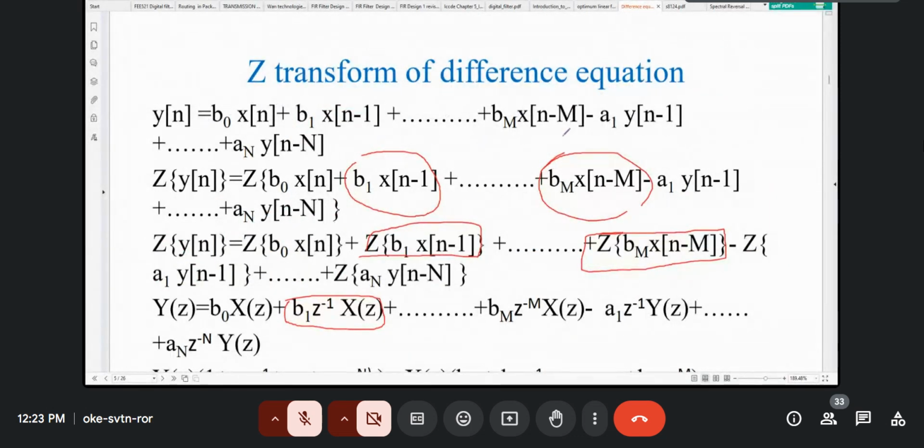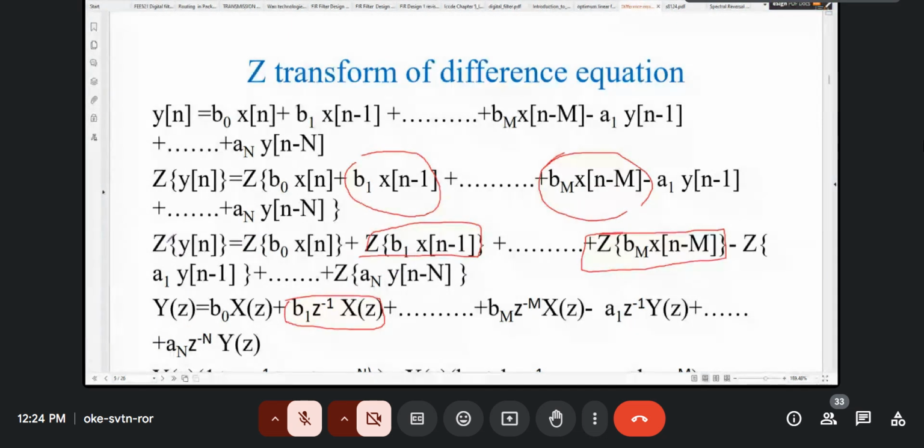So let's see. Here's an example. This is just showing you exactly how you get the Z domain transfer function. You start with y of n equal to this. So you take the Z transform of your difference equation. Since the Z transform is linear, Z of y of n is simply the Z transform of each of these terms, added together.